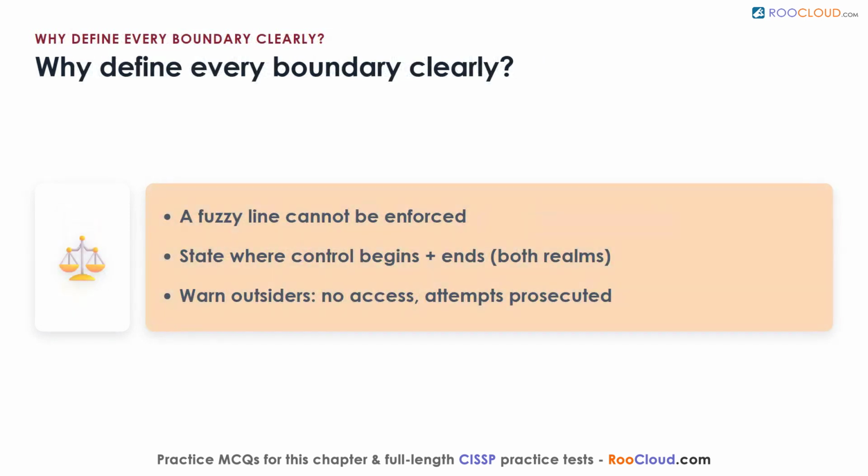Why must every boundary be clearly defined? Because a fuzzy line cannot be enforced. Your policy should state exactly where your control begins and ends, in both the physical and logical worlds. In the logical world, that is where your systems meet outside traffic your organization is legally responsible for.